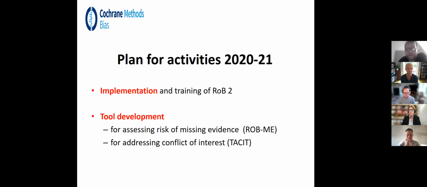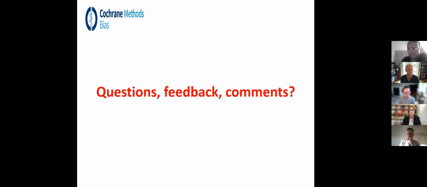Our plan for activities for the next year is basically to continue our focus on implementation and training of risk of bias 2, and further the development of ROB-Me and TACIT besides the other activities I sketched. So, any questions, comments, feedback? Or we can also take them at the end.